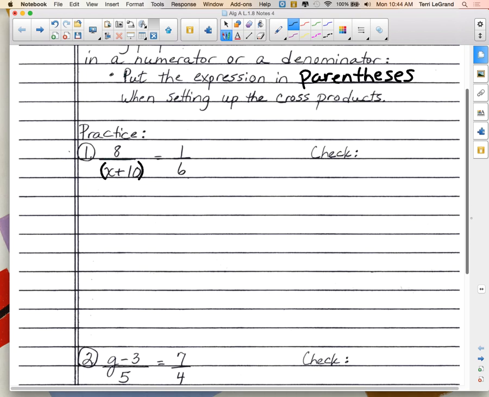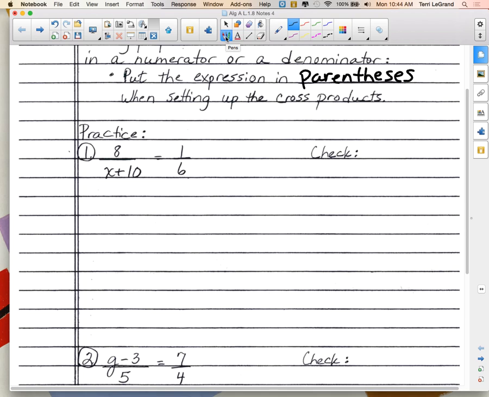So should we just stick them in there? You know what? We probably shouldn't. Take that out, because they're not going to look like this in the book. They're not going to come with parentheses in the book, so when you look at your notes, it's going to be confusing. So let's do this instead. When we are setting up our cross products, that's when we're going to insert our parentheses.